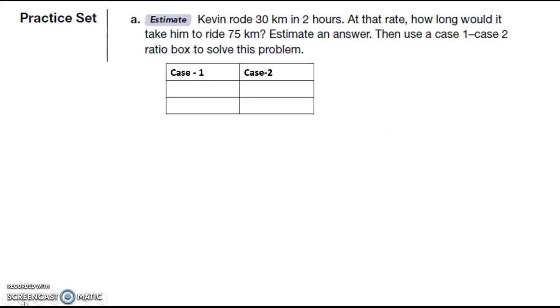Okay. So it says Kevin rode 30 kilometers in 2 hours. At that rate, how long would it take him to ride 75 kilometers? Estimate the answer, and then use a case 1, case 2 ratio box. So we're not going to estimate the answer. We're going to use a case 1, case 2 ratio box. We're going to put kilometers in the top, hours in the bottom.